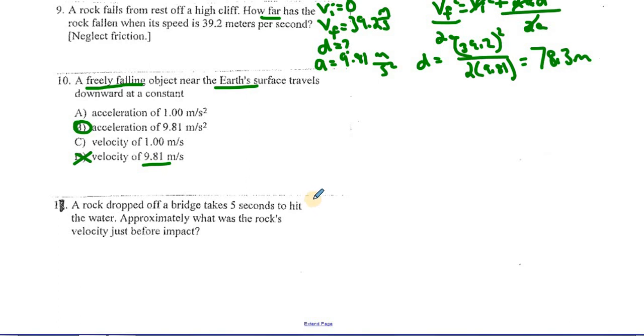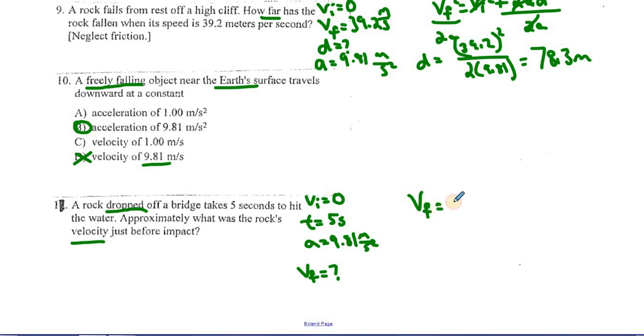All right, number 11. A rock is dropped off a bridge. It takes 5 seconds to hit the water. Approximately what was the rock's velocity just before impact? So it is dropped. Okay, so that gives us numerical information. That means it starts from rest. It doesn't say that it's thrown downward. It takes 5 seconds to hit the ground. We know the acceleration due to gravity is 9.81 meters per second squared. And we want to know the velocity just before impact, so we're looking for final velocity.